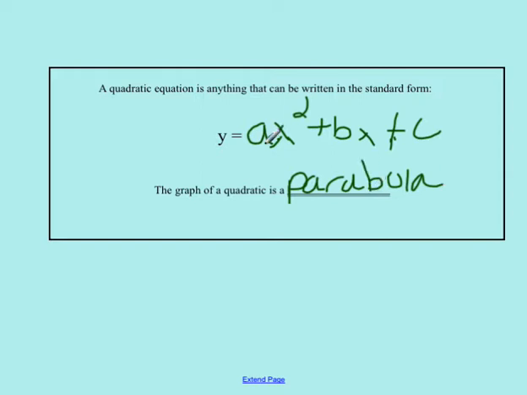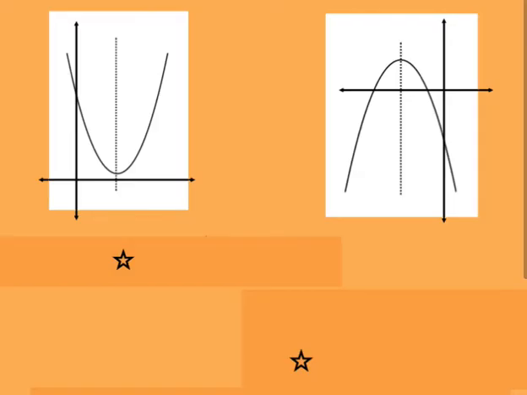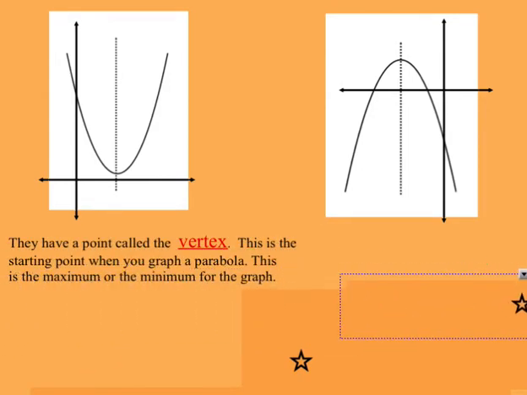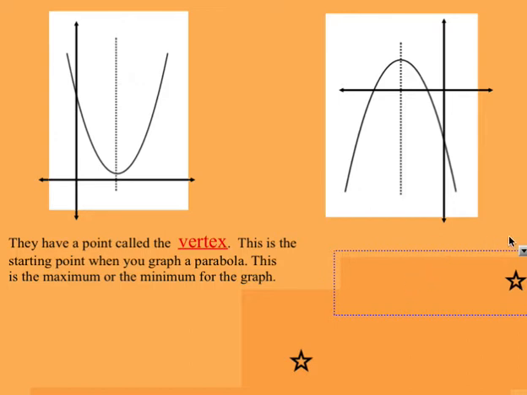So let's go ahead and take a look at that. These two graphs represent a parabola. Okay, first you have a point that's called the vertex. I do want you guys to actually fill this out, write it down, because you'll need to know these points. This is the point where you start graphing the parabola. It is the minimum or the maximum for the graph.